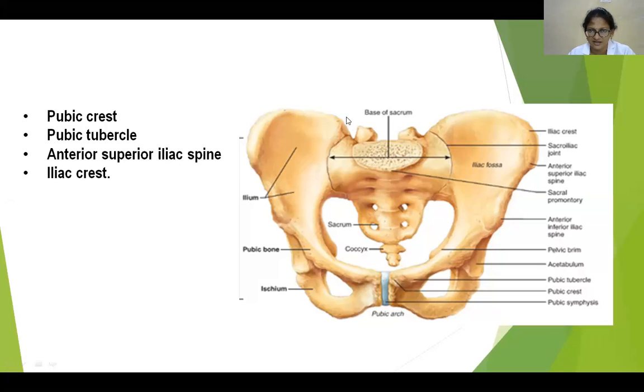Okay, this is the iliac crest. Where is it present? It is present between the anterior superior iliac spine and posterior superior iliac spine. This is the iliac crest. Okay, these are the important bony landmarks. You should take the palpation.